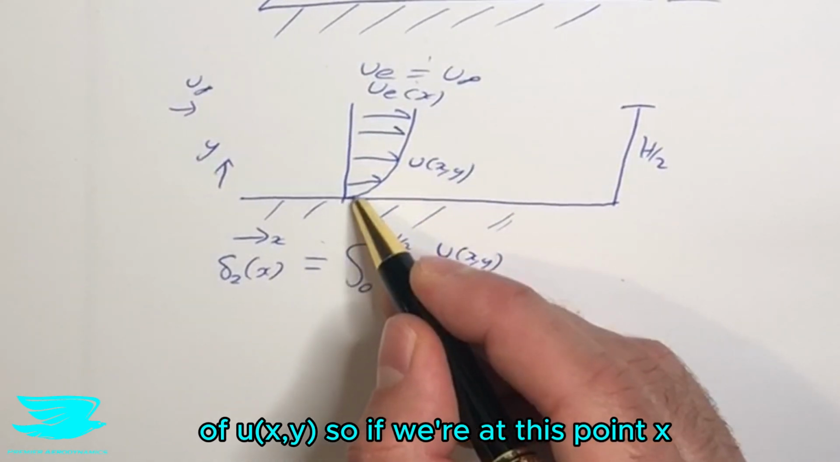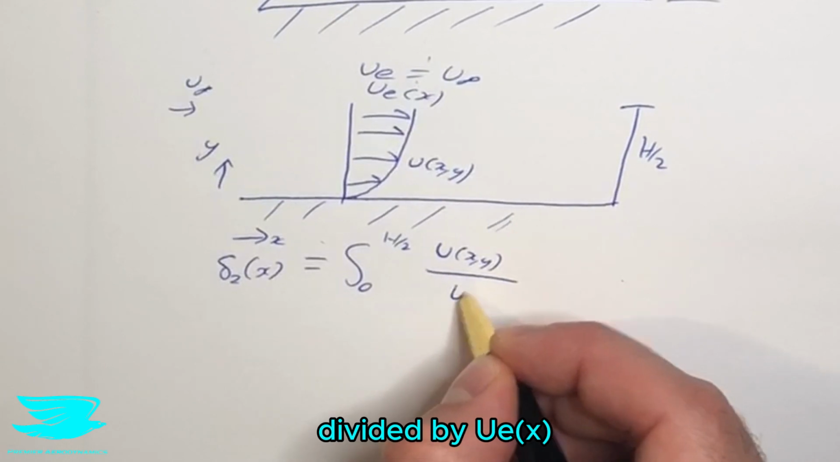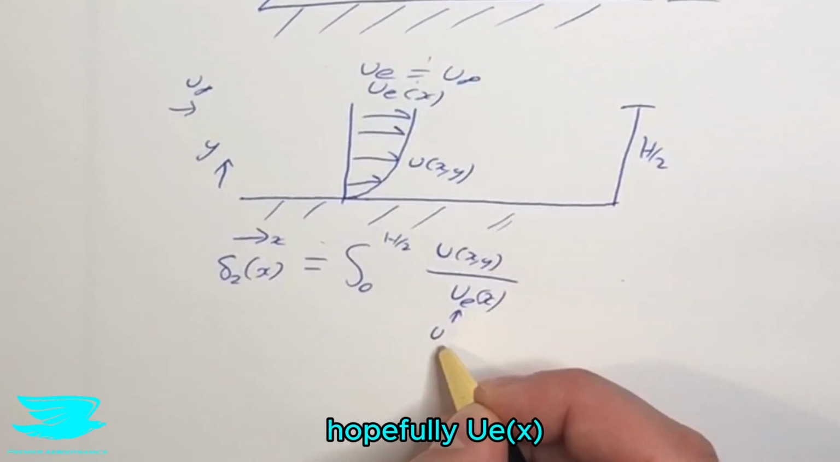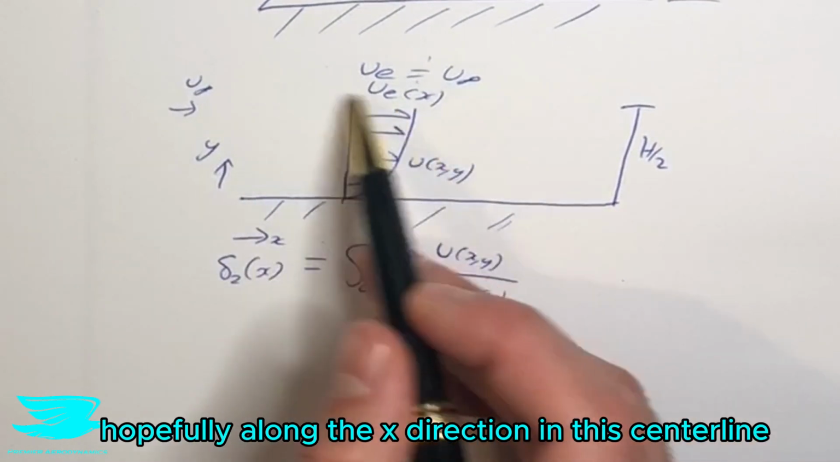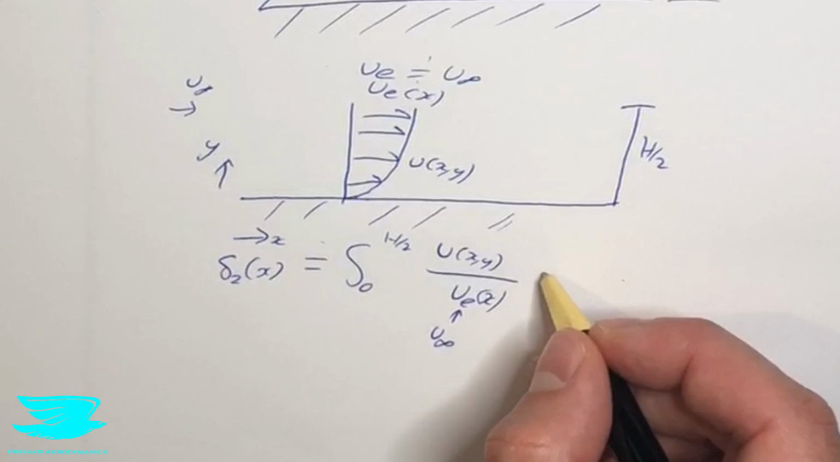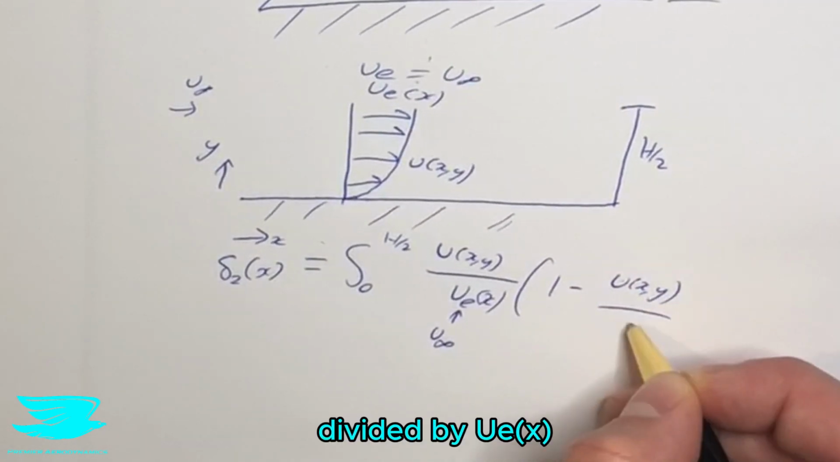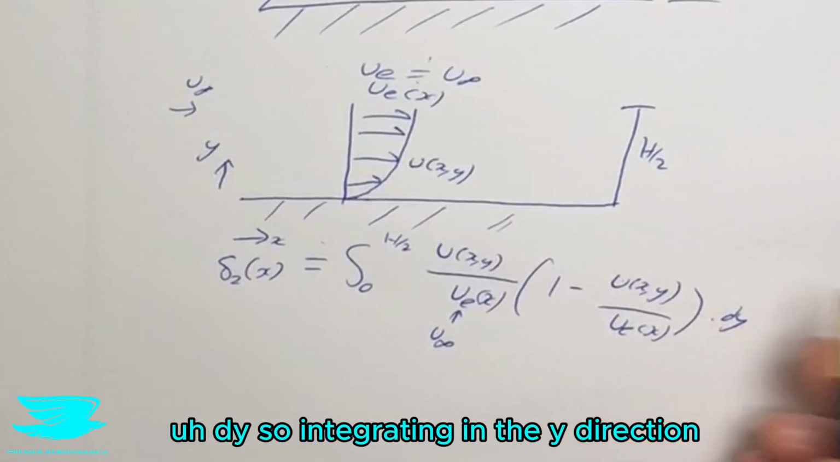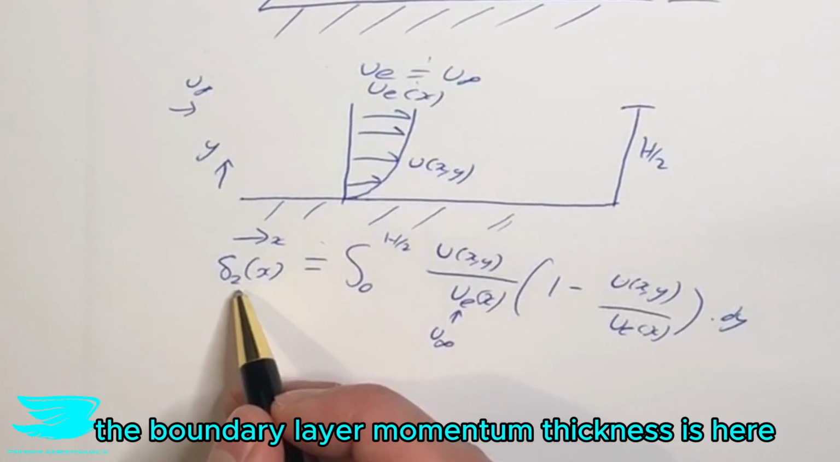So if we're at this point x, then we integrate up in the y direction, divided by u_e(x), which, as I mentioned, hopefully u_e(x) at any point is equal to u infinity. This doesn't change, hopefully, along the x direction in this center line. Times 1 minus u(x, y) divided by u_e(x), dy. So we integrate in the y direction. And if we were to do this, we can find what the boundary layer momentum thickness is here.